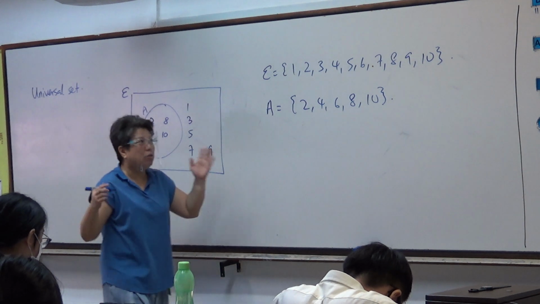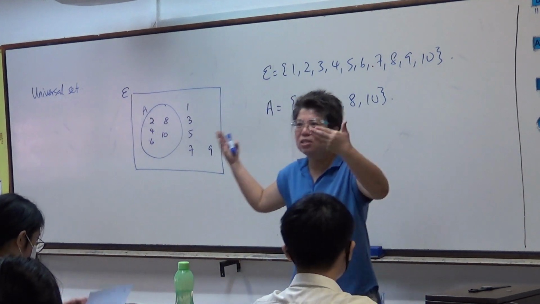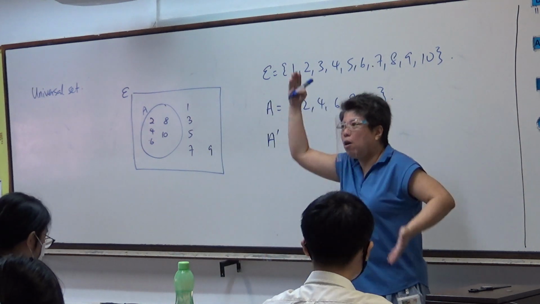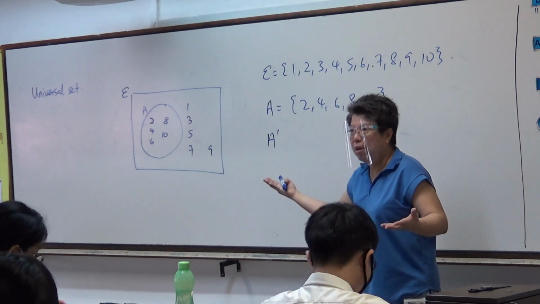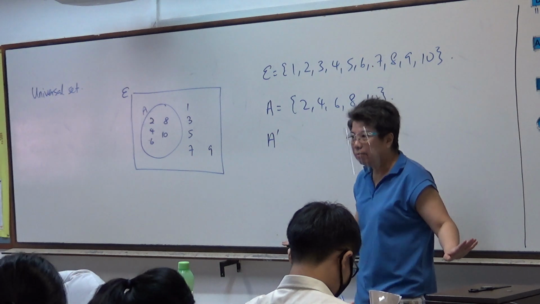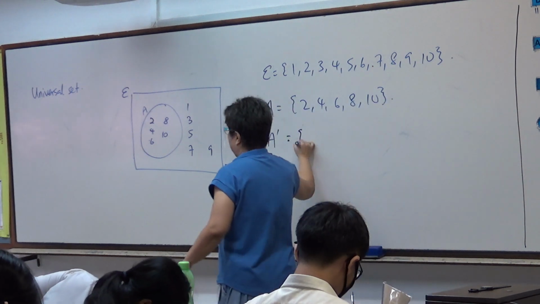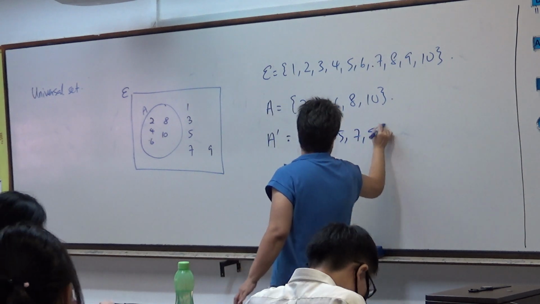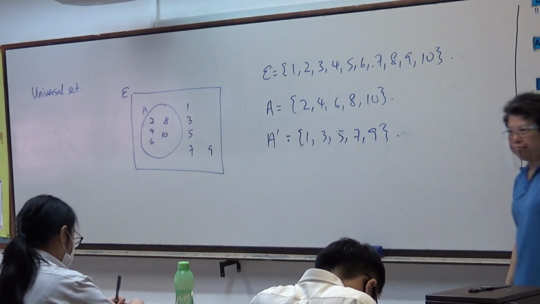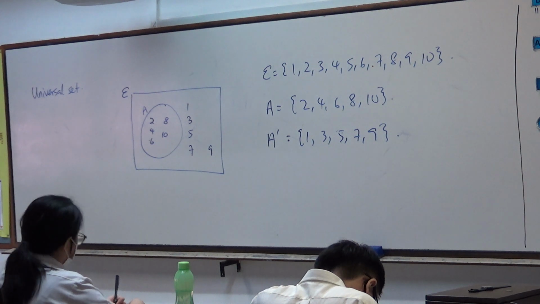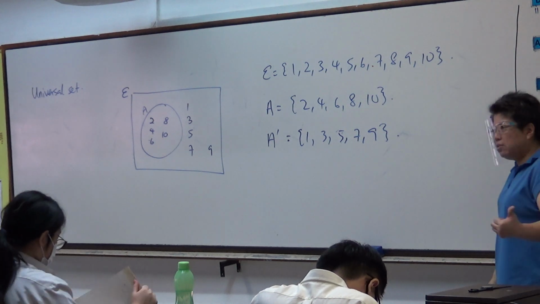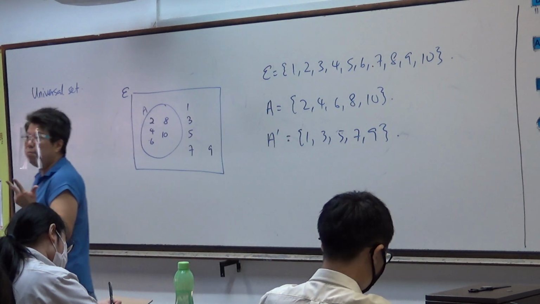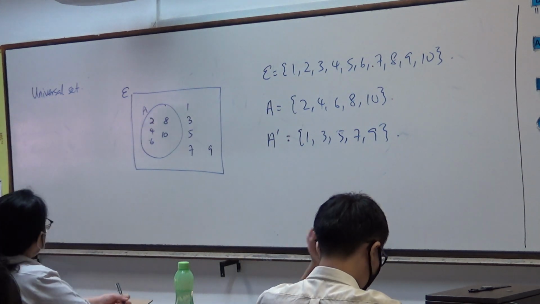Now what do we call those that are in the discussion but not in set A? We call it A complement, the complement of A. Complement means not in set A. So I will have 1, 3, 5, 7, and 9. Okay? So, universal set, a set, and complement of a set. Complement means not in that set, but is in the discussion.